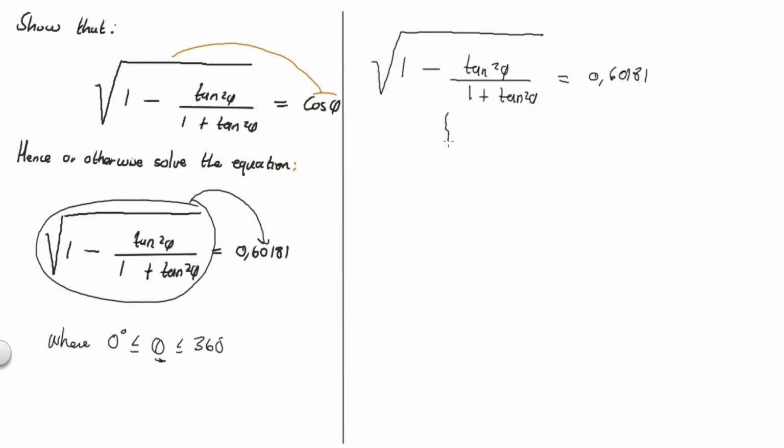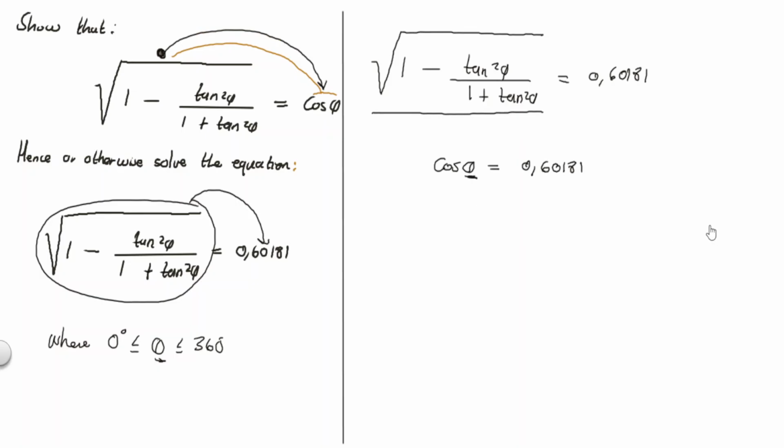You don't have to go through the same process we went through above, where we simplify further. No. We do know that the left hand side is equal to the right hand side. So it means that this is also equal to cos theta. Cos theta is equal to 0.60181. Okay, so you want to solve for theta again.